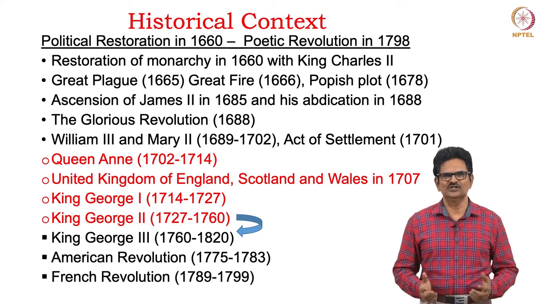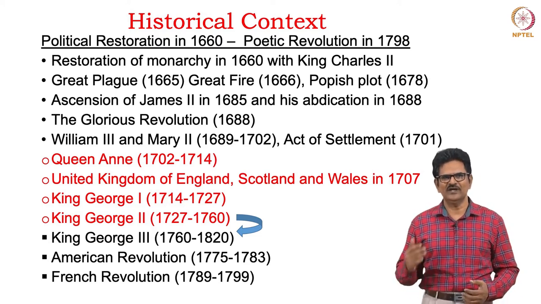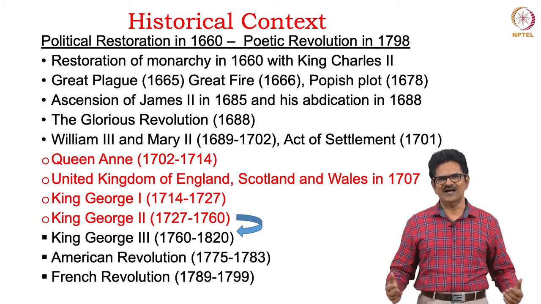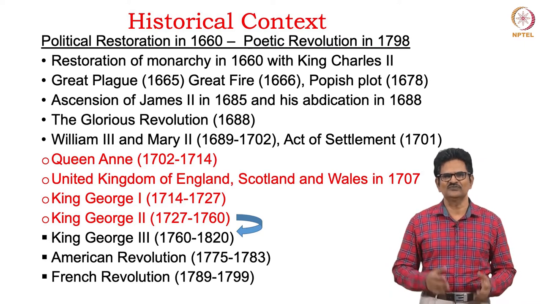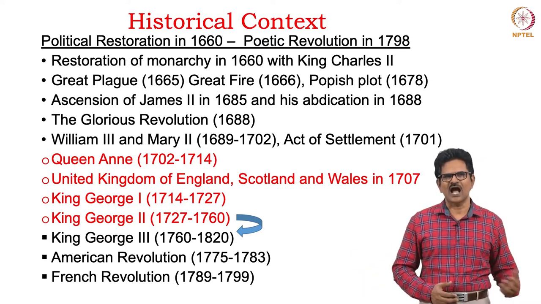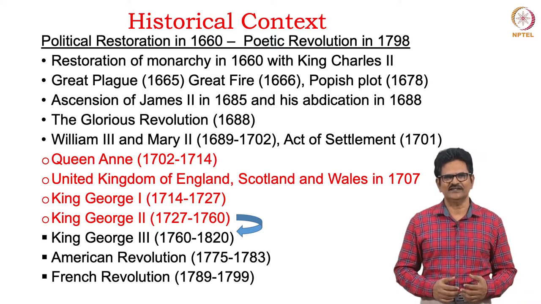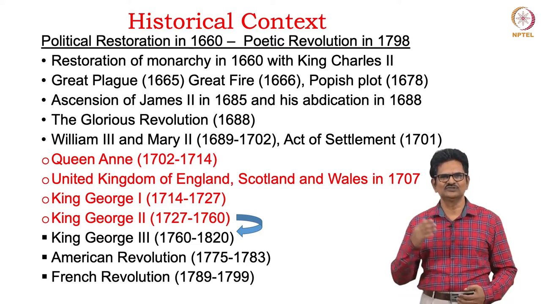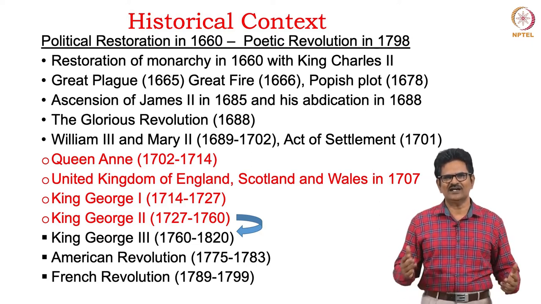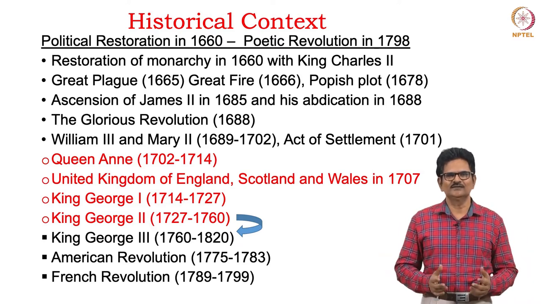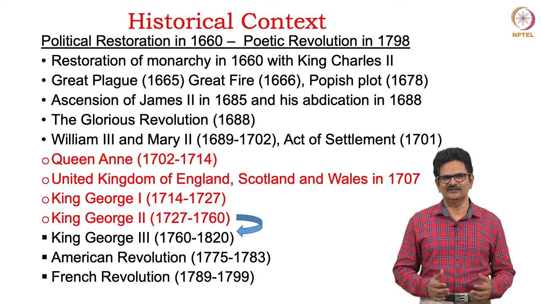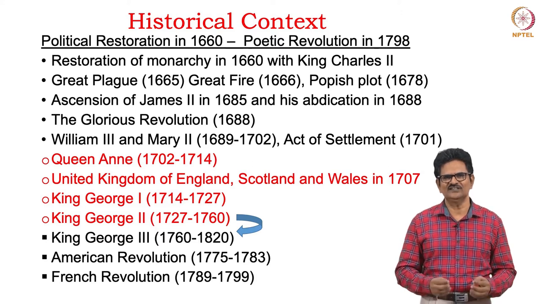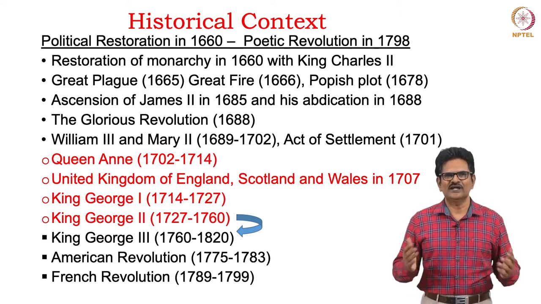Because of this Glorious Revolution which brought William III and Mary II in 1689 to be the King and Queen of England, we have an Act of Settlement to solve the problem of who would become the next king after William III and Mary II. We have next Queen Anne's period from 1702 to 1714. In this period, we have an act which unites the three areas in England, that is England, Scotland and Wales. In 1707, with this Act of Union, England becomes United Kingdom.